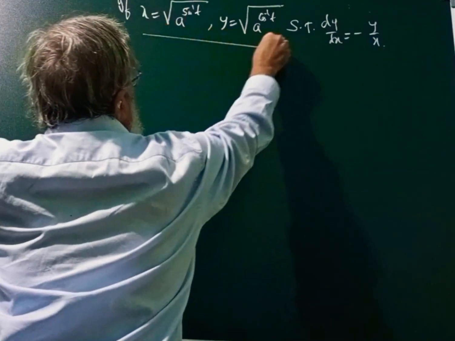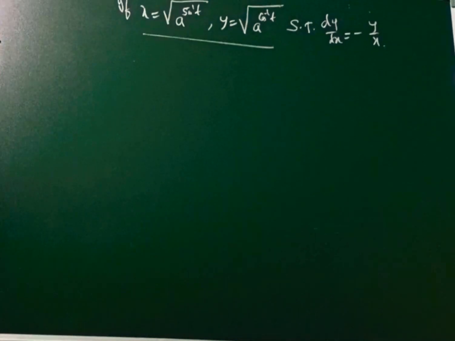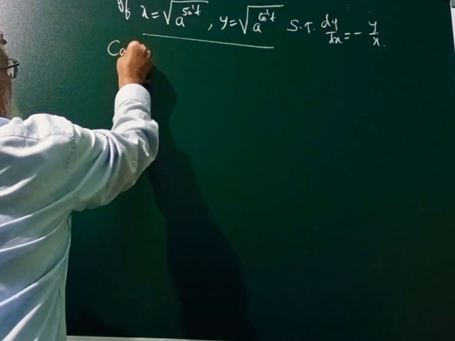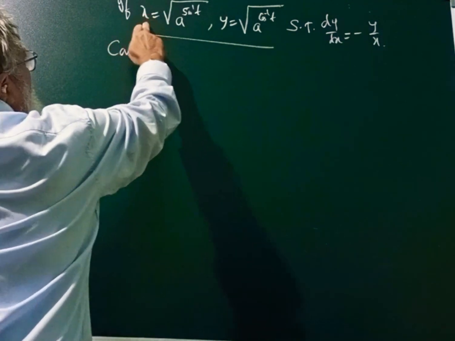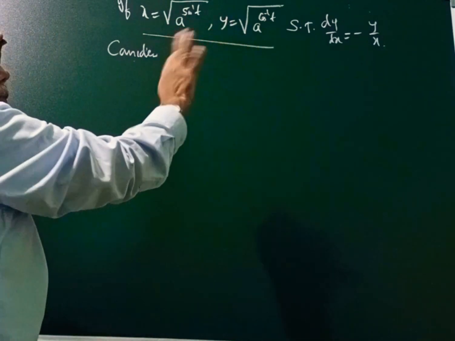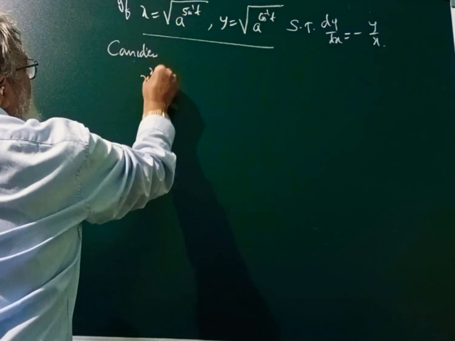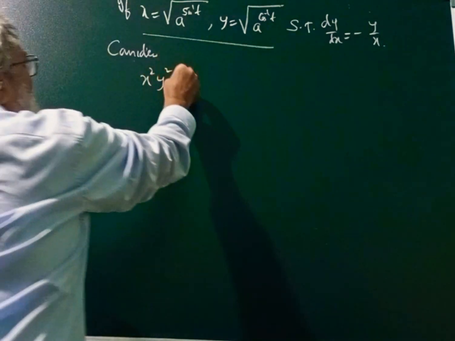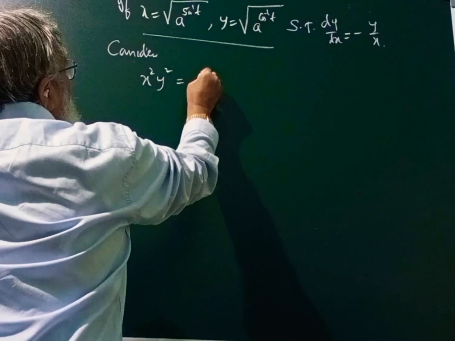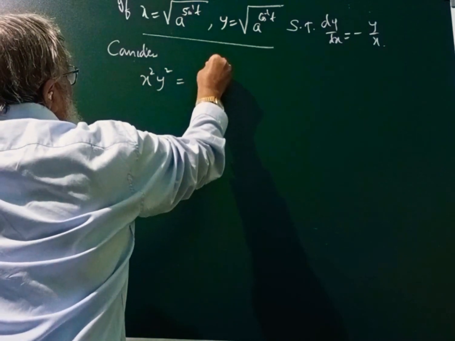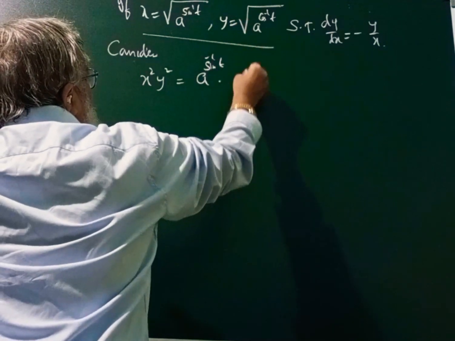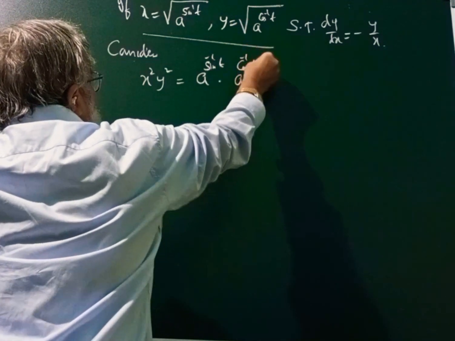Now here we can solve directly also, but let us simplify and use some formula. What we do is we square them to remove the root and multiply them. So that is x square y square, equal to a raised to sin inverse t into a raised to cos inverse t.